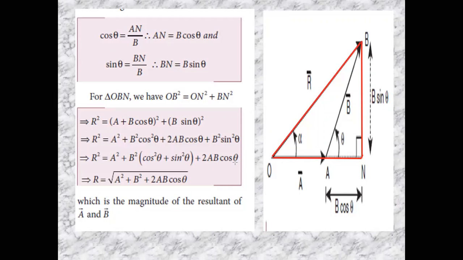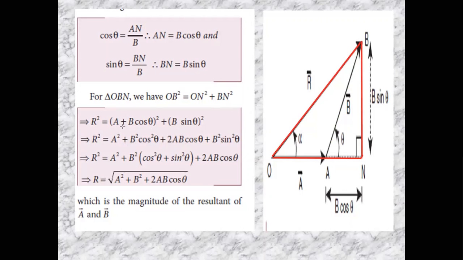Now, ON can be written as OA plus AN. What is OA? OA is A. What is AN? B cos theta. So ON is A plus B cos theta, the whole square, plus BN, which is B sin theta, the whole square. So we have R square is equal to (A plus B cos theta) the whole square plus (B sin theta) the whole square.